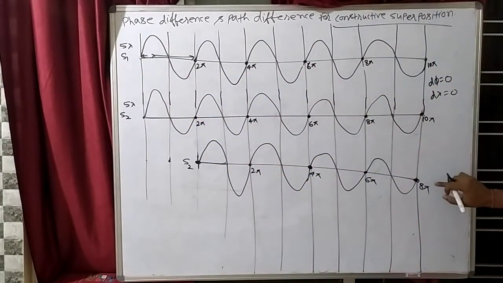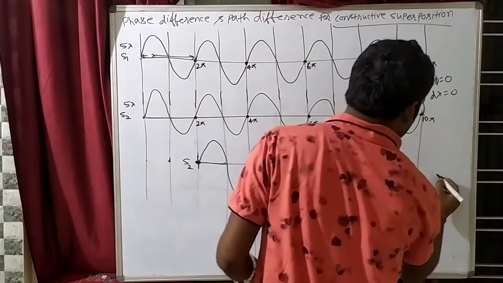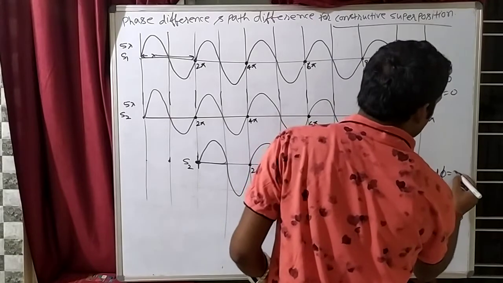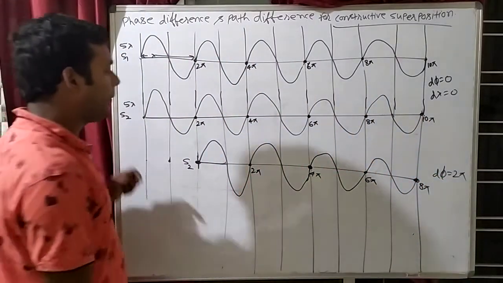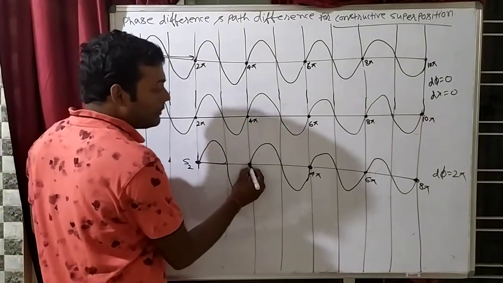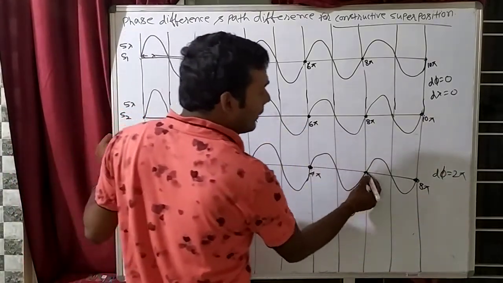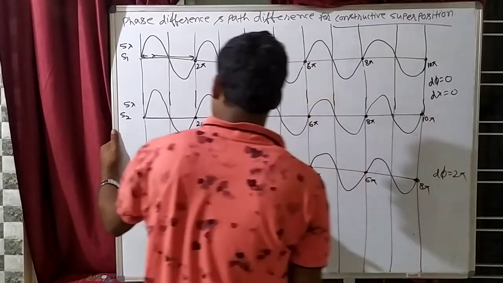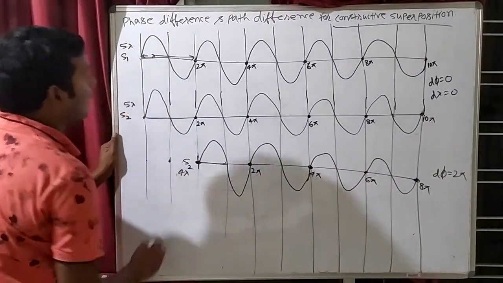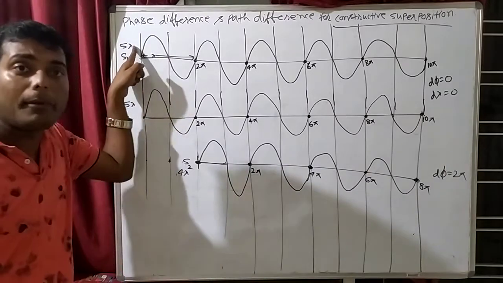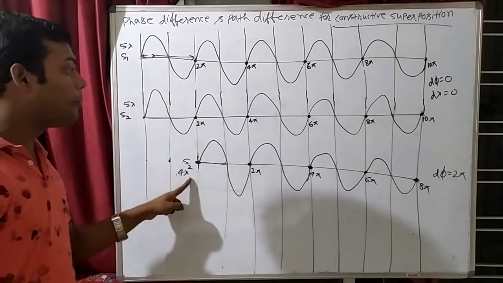So what is the difference between this and this? 10 pi minus 8 pi. That means what is the phase difference? Phase difference is how much? 2 pi. And what is the path difference? Now count the path difference. Here to here. Lambda, 2 lambda, 3 lambda, 4 lambda. So this is how much? What is the path length? 4 lambda. And what is the path length of this? 5 lambda. So 5 lambda minus 4 lambda.